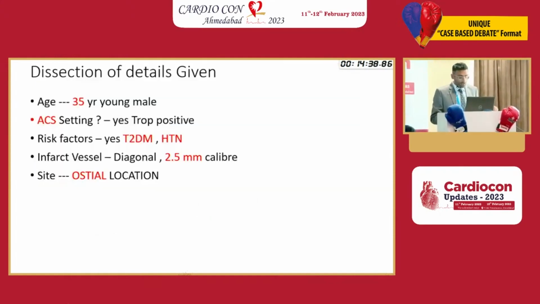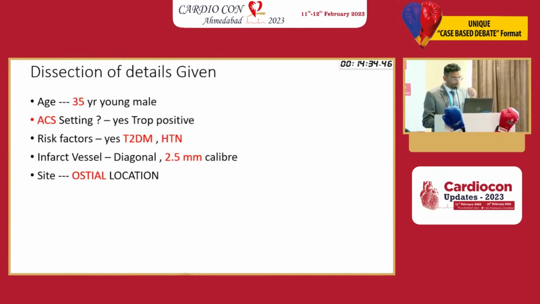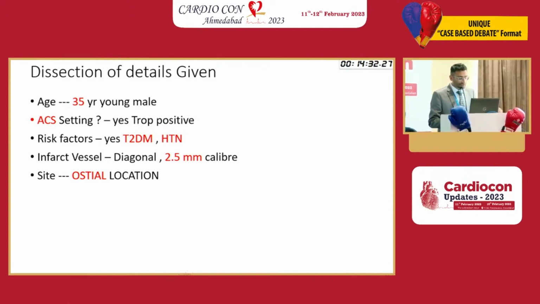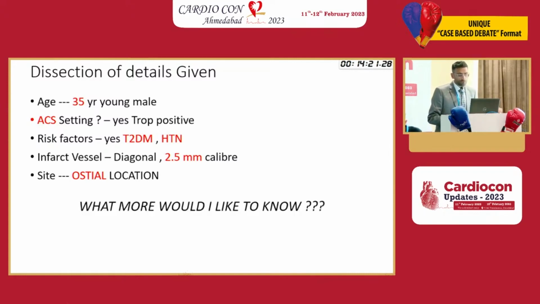Thank you. So, coming to the dissection of the details given, we have a 35-year-old male in an ACS setting. He has some risk factors: he is diabetic and hypertensive, and the infarct vessel is a diagonal. It's a branch vessel disease, of 2.5 millimeter caliber, and it is an ostial disease. So, what more would we like to know?